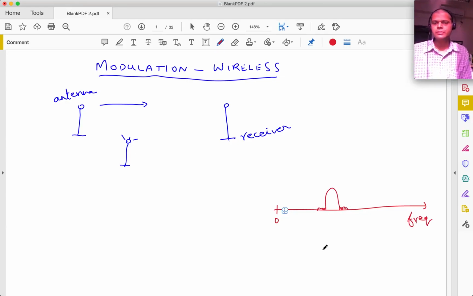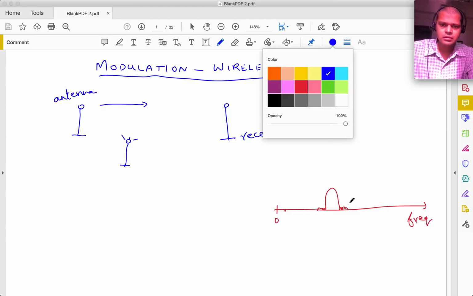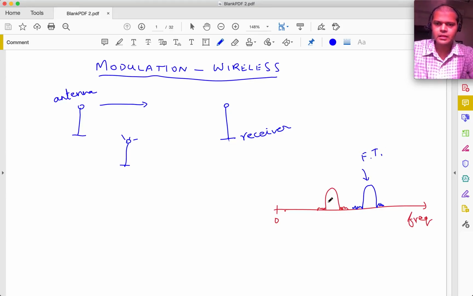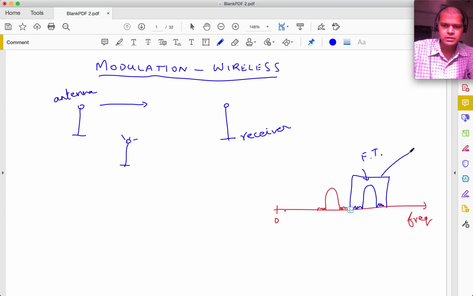Most of the signal is in this band, and somebody else comes along and transmits another signal in a different band. So this is what the Fourier transform of his signal would look like. Then you can design some circuits at the receiver of any one of these signals so that it can filter out the other one. So I can have, let's say, some sort of a band pass filter which is only going to take out this particular signal.